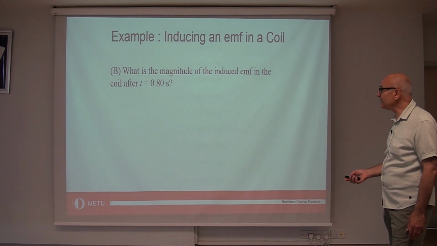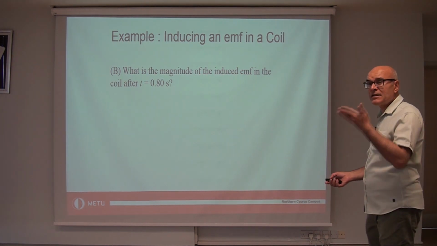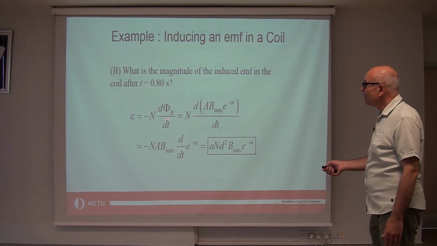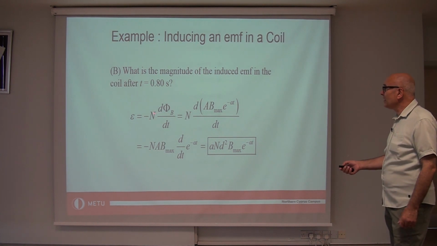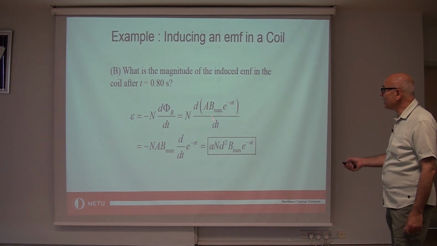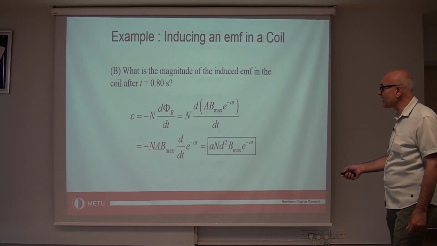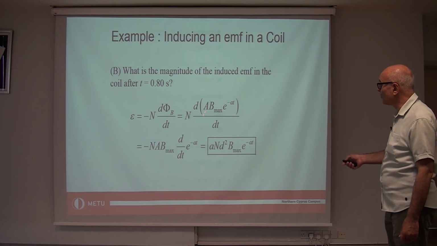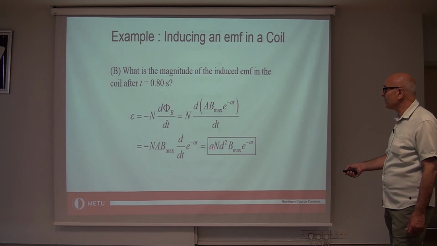Now, what's the magnitude of the induced electromotive force in the coil after t equals 0.8 seconds? After t equals 0.8 seconds, the field is dropping exponentially. In this case, you cannot say ΔΦ/Δt because it's not changing linearly. So again, you take d/dt of this expression, which is the flux. This is the magnetic field as a function of time multiplied by A. A is constant, you take it outside. B maximum is constant, and it becomes the derivative of this exponent, which is just minus a, the same function.